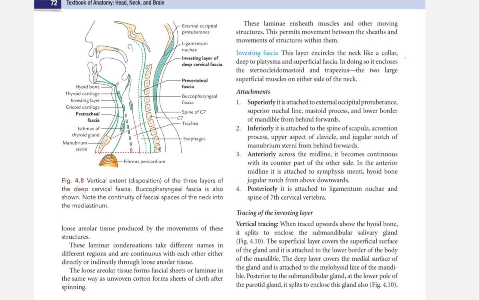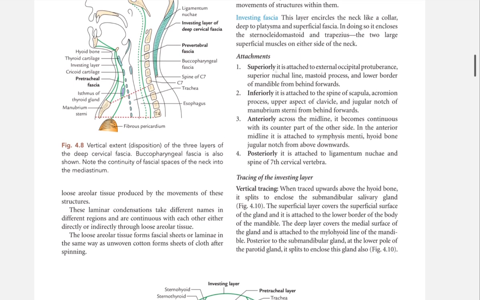Investing fascia: this layer encircles the neck like a collar deep to platysma and superficial fascia. In doing so, it encloses the sternocleidomastoid and trapezius, the two superficial muscles on either side of the neck. Attachments: superiorly it is attached to external occipital protuberance, superior nuchal line, mastoid process and lower border of mandible from behind forwards. Inferiorly, it is attached to spine of scapula, acromion process, upper aspect of clavicle, jugular notch of manubrium sterni from behind forwards. Anteriorly across the midline, it becomes continuous with its counterpart of the other side.